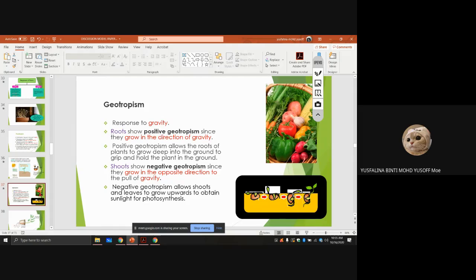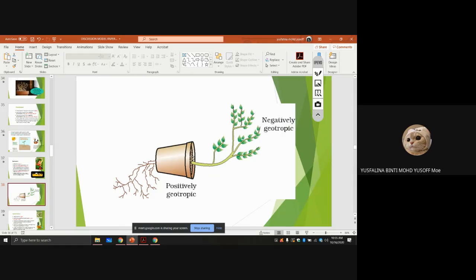So like this, you can see the root going downward. So this one is positive geotropism. It follows the direction of gravity. This is the example for geotropism. You can see the root going downward and the shoots of the plants keep growing upward, so they don't follow the direction of gravity. That's why we call this negative geotropism. And this one is positive.